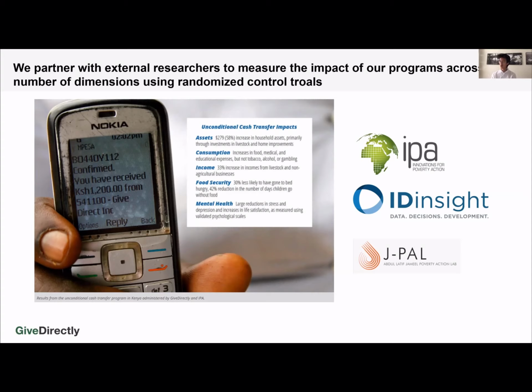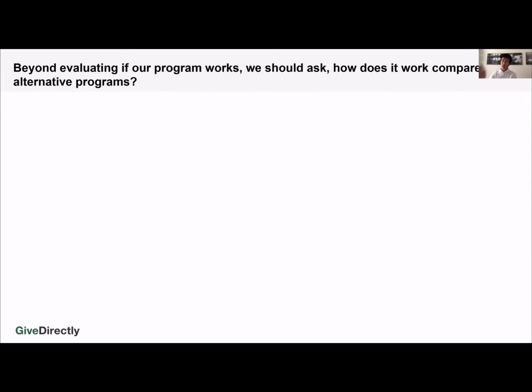But then really the next question when we're thinking about evaluation, and take that back and think from a policymaker's perspective. If you were the government and you had seen these results from GiveDirectly, a natural next question should be, okay, these are good results. How then do they compare to my next best alternative, to my next intervention? So beyond evaluating if our specific program works, how does it compare to alternative programs?